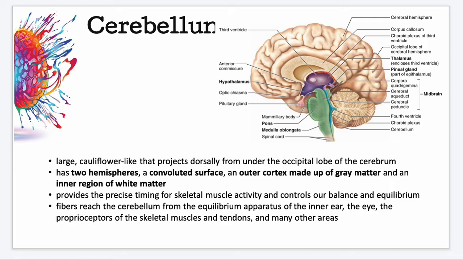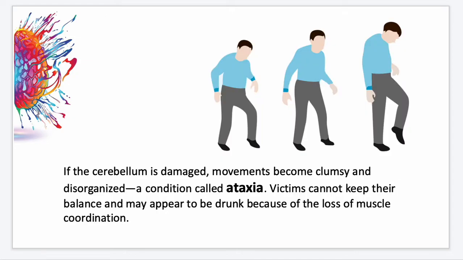Continuously comparing the brain's intentions with the actual body performance by monitoring body position and amount of tension in various body parts. So when needed, the cerebellum sends messages to initiate appropriate corrective measures. So if the cerebellum is damaged, the movements become clumsy and disorganized, and that's a condition called ataxia. The patients cannot keep their balance, para silang lasing, because of the loss of muscle coordination.